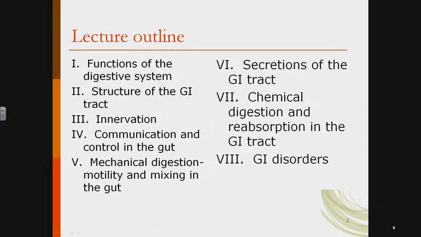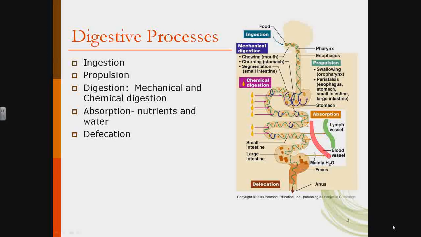Those are the physical forces like chewing, aka mastication, peristalsis, you get the idea. And how those help with mixing the digestive enzymes in the gut so that you can properly digest your material. So that goes along with the secretions of the GI tract. And I will, again, talk about the chemical digestion, what's occurring where, and what kinds of absorption you can have in the GI tract. I shouldn't say reabsorption because you are absorbing them for the first time. And then lastly, GI disorders.